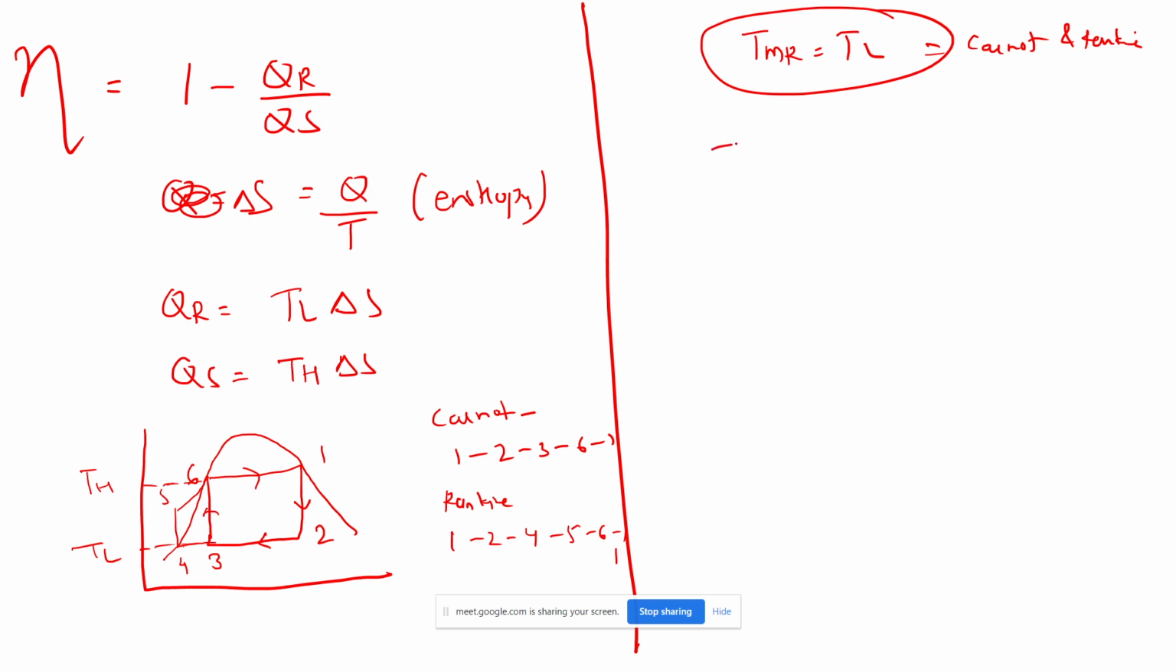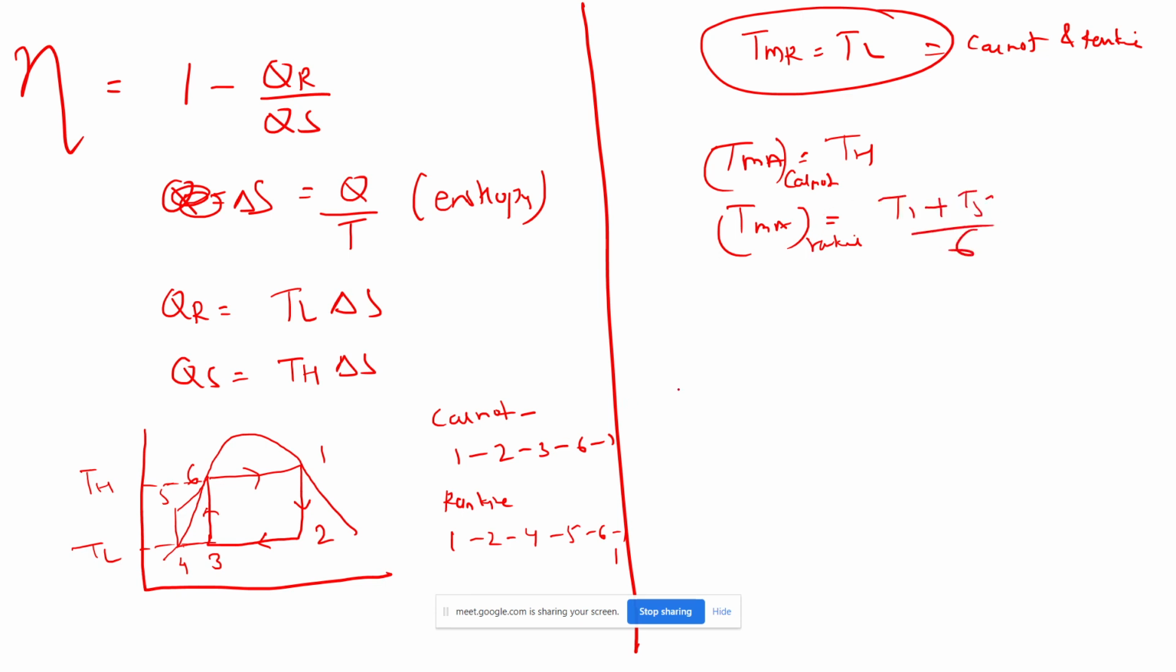What is the mean temperature of heat addition for Carnot cycle? Can anyone tell? T higher for Carnot, T6, yes, T1. And for the Rankine cycle, what will the mean temperature of heat addition be? T1 plus T5 by 2. Yes, T1 plus T5 by 2.